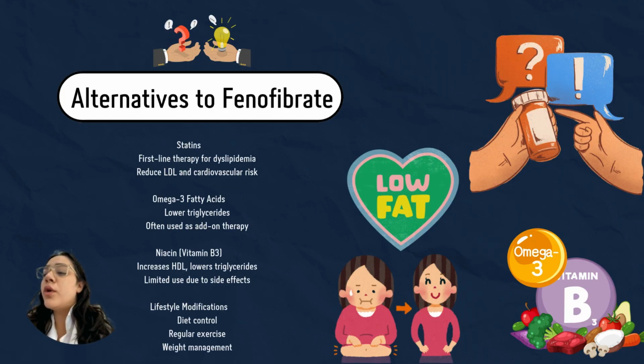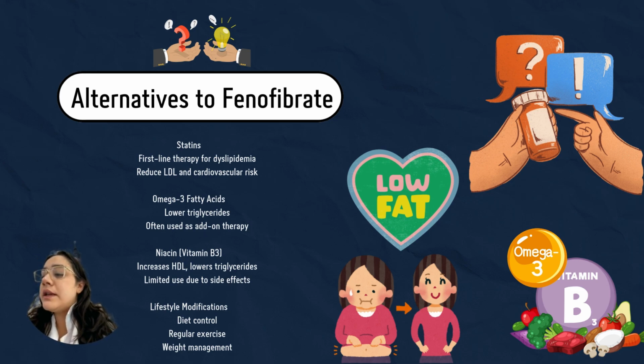Next, I'll talk about the alternatives to fenofibrate in managing dyslipidemia. One of the most commonly used alternatives is statins, which are considered first line therapy. They're especially effective in lowering LDL cholesterol and reducing overall cardiovascular risk. Another option is omega 3 fatty acids, which are useful in lowering triglyceride levels. Niacin, also known as vitamin B3, can increase HDL and reduce triglycerides, but its use is limited due to side effects such as flushing and liver toxicity.